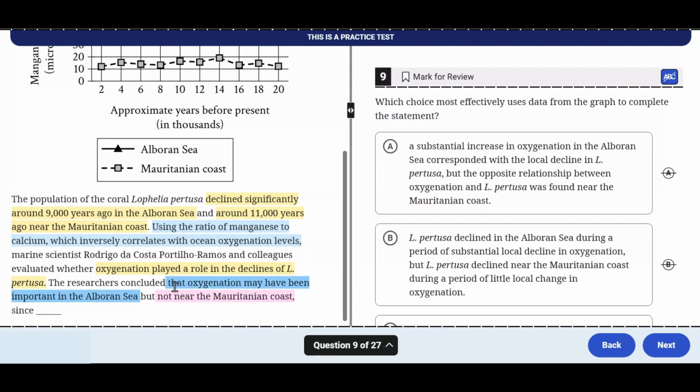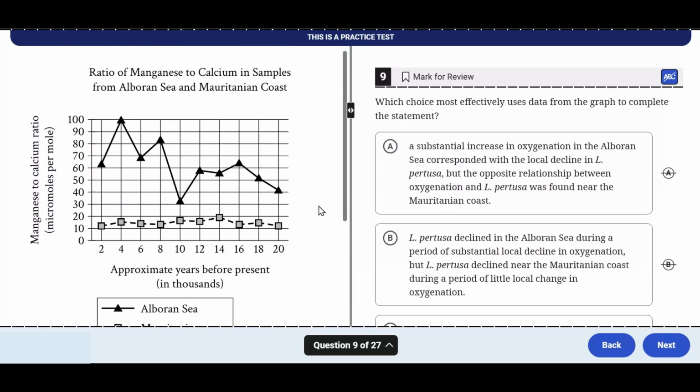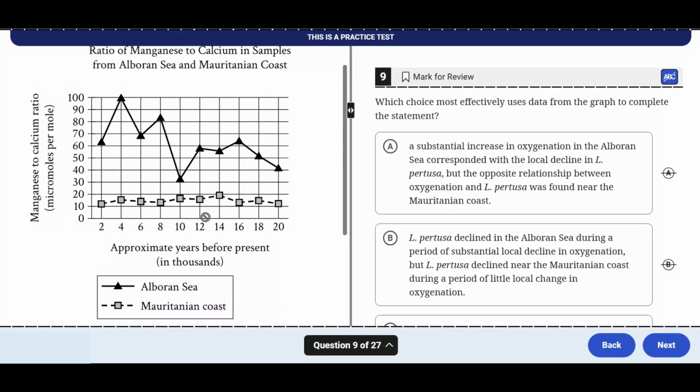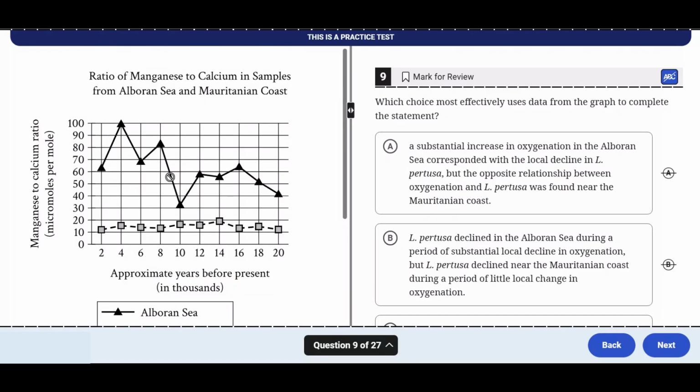We're going to expect to see a difference in the manganese to calcium level for the Albertan Sea around 9,000 years ago, but no change really for the Mauritian coast around 11,000 years ago. So we look at the Albertan Sea, which is this black line here, 9,000 years ago, which is about right here. You can see that there's an increase in the manganese to calcium ratio this time, which means there's going to be a decrease in oxidation. So there is certainly a change.